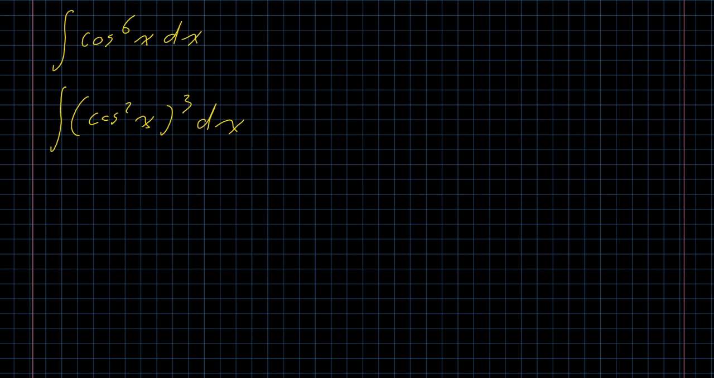Then from here, I will use the power-reducing formula. The integral stays the same, the big parentheses stay the same. Cosine squared x is now 1 plus cosine of 2x all over 2. It's all still being cubed, and we're still integrating with respect to x. At this point, I do need to multiply this whole thing out.